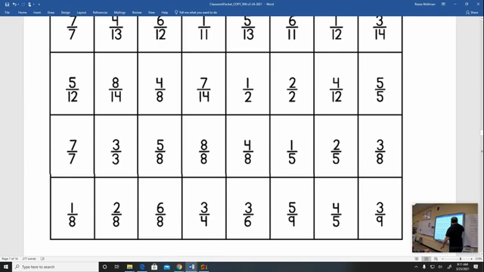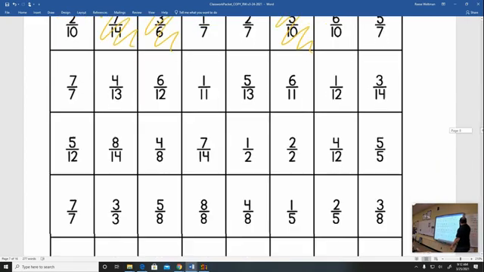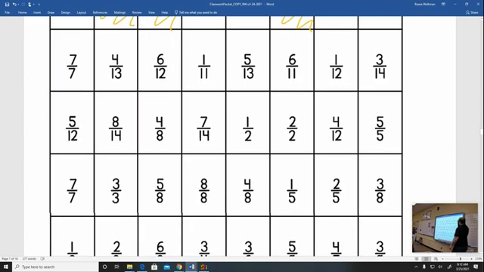4/15. So, okay, is there anything else on this row that's equivalent to 1/2? Okay, what's equivalent on this row? 7/14. What else? 3/6. Okay, what else? 5/10. Anything else? No. Okay, what about this next row then? 6/12. Right? 6 is half of 12. What else? Anything else? No.